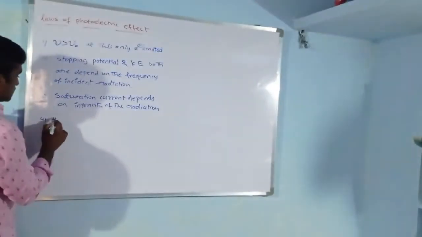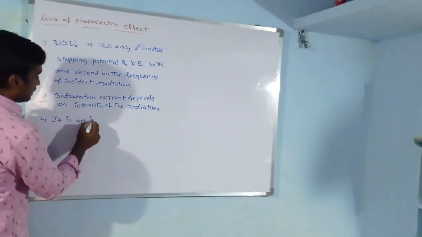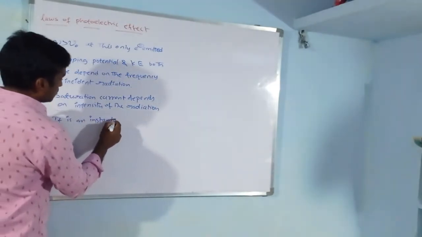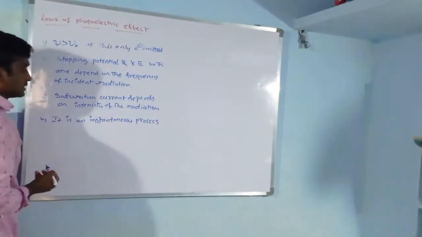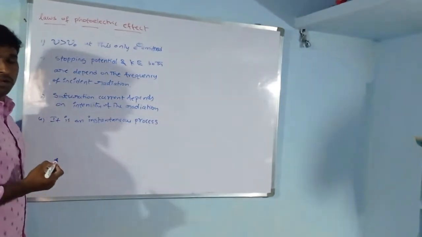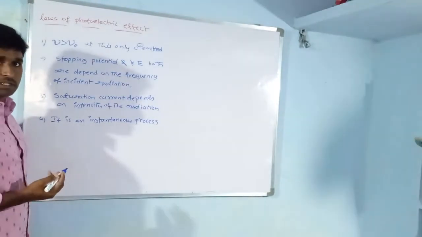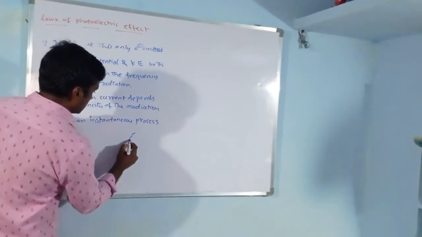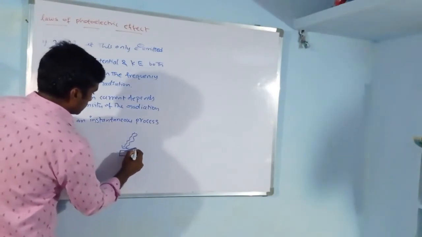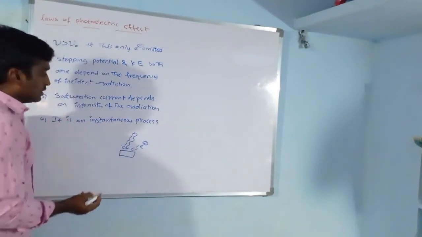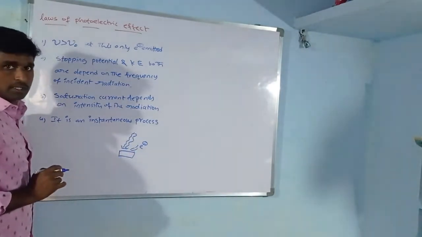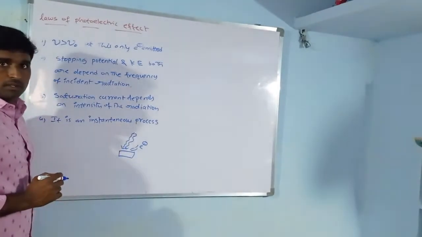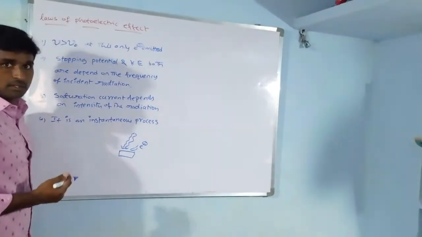The fourth one is that it is an instantaneous process. Instantaneous means there is no time lag between the incidence of radiation and the emission of electrons. This is a metal surface, this is the incident radiation, and these are the emitted electrons. It is a quick process, with no time delay for the emission of electrons.